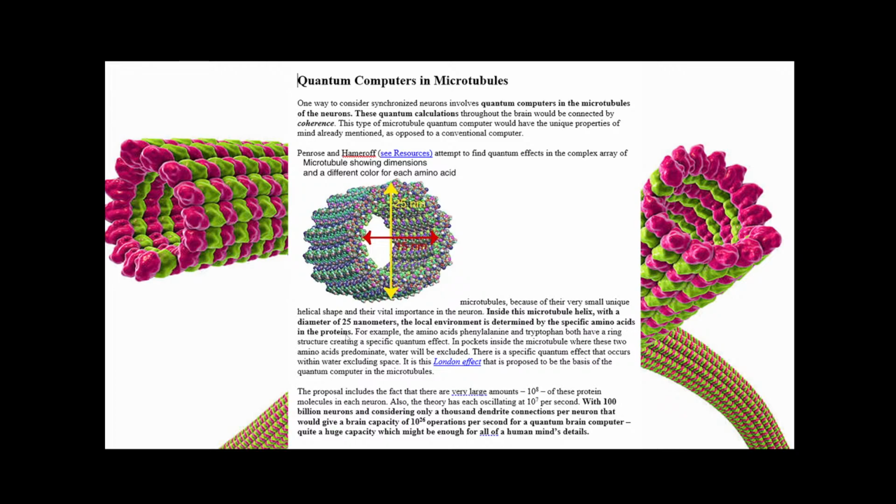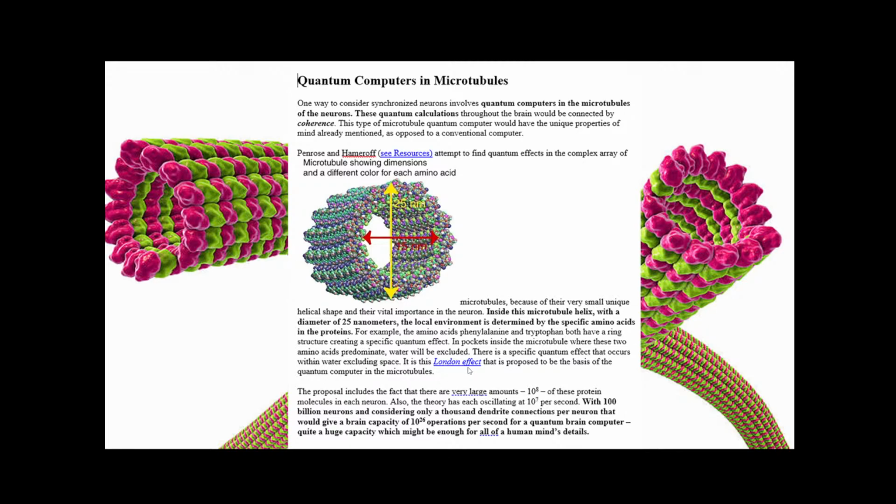As soon as amino acids and proteins are involved, the microtubules and the DNA are intertwined and involved together. For example, the amino acids phenylalanine and tryptophan both have a ring structure creating a specific quantum effect. In pockets inside the microtubule, where these two amino acids predominate, water will be excluded. There is a specific quantum effect that occurs within water-excluding space.